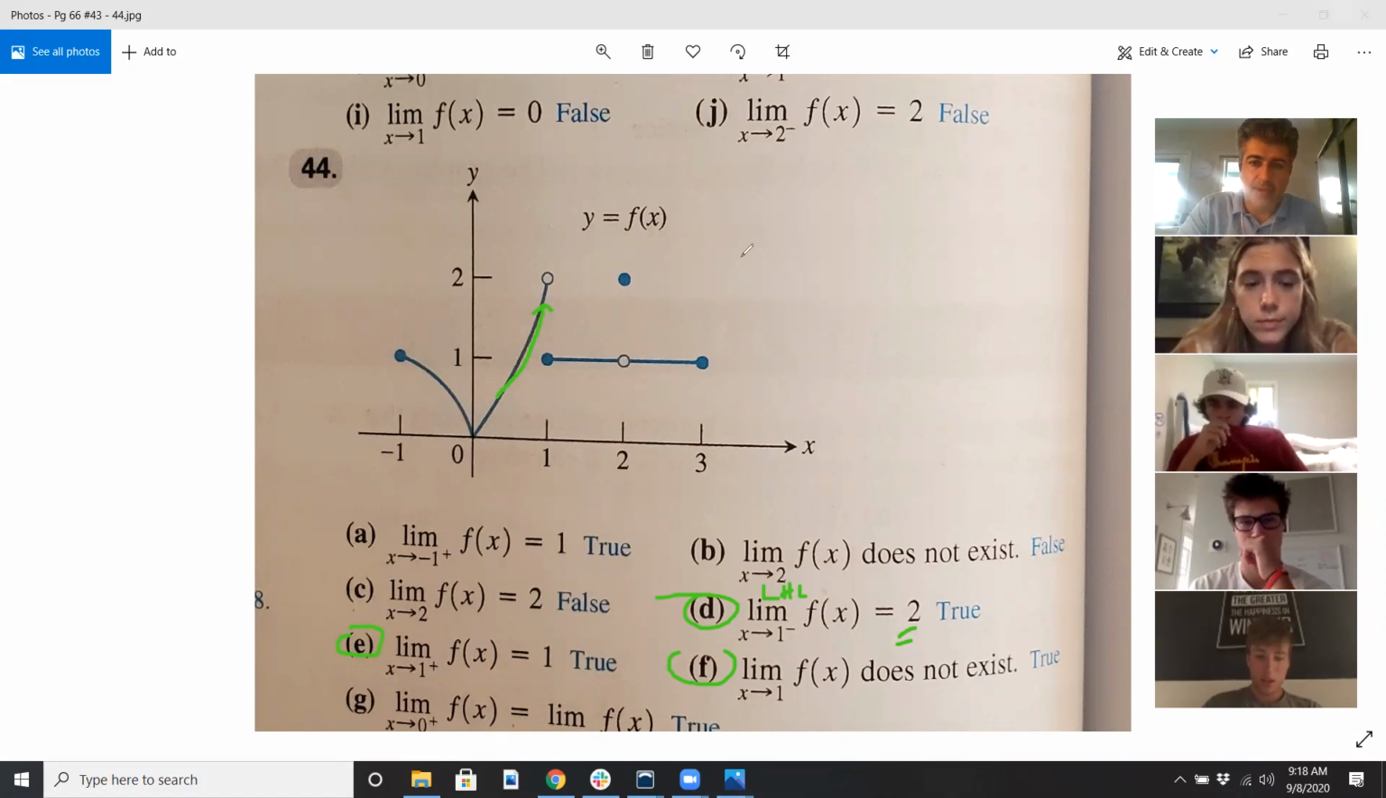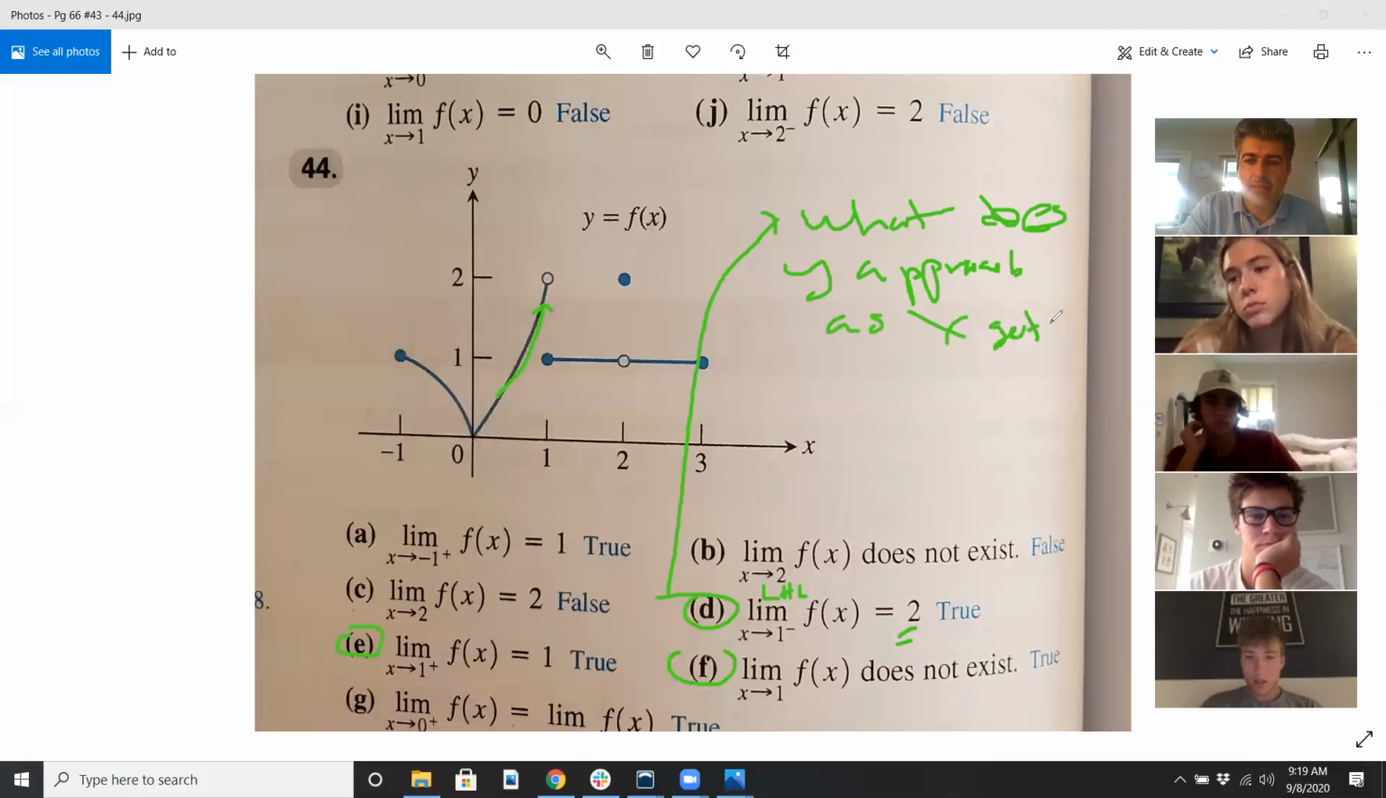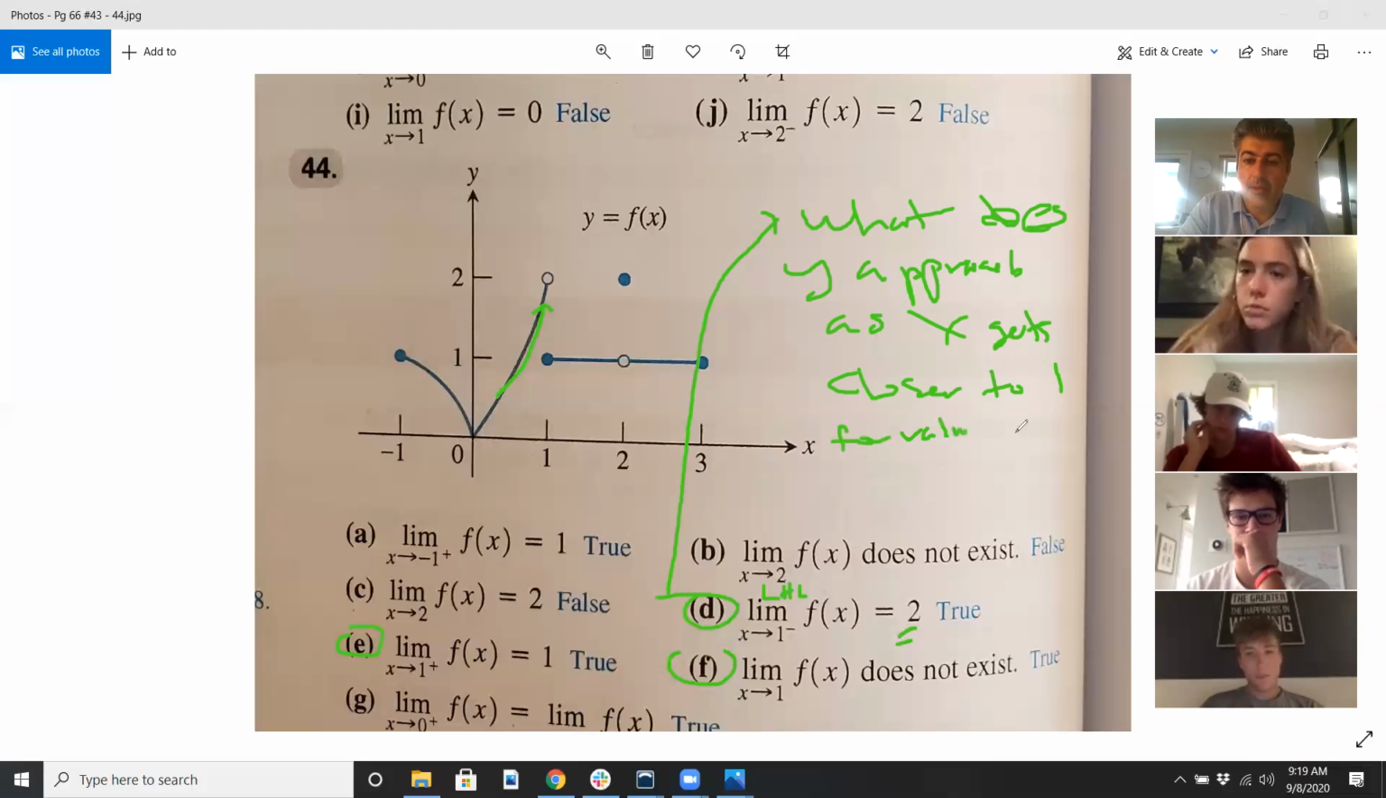So if I were to write all this in words, all this means is, what does y approach as x gets closer to 1 for values less than 1, or the left side, the left of x equals 1, being a little more specific there. That's a lot of words to write.